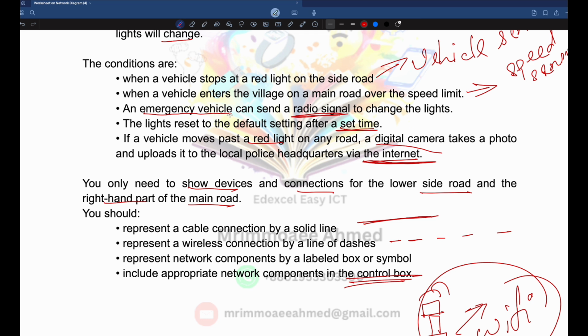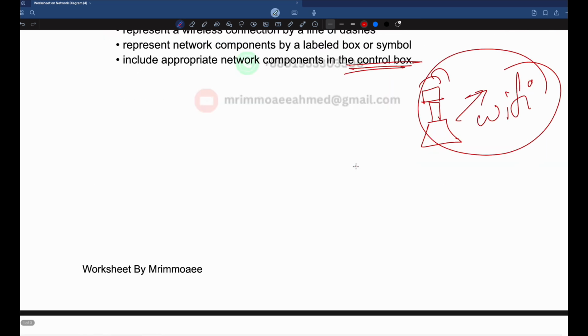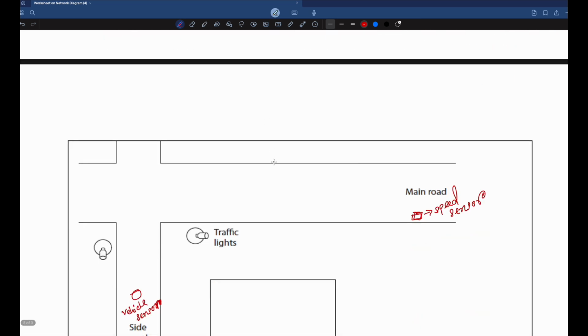the emergency vehicle sends a radio signal to change the light. Okay, suppose I think that this is the vehicle, and this is considered as an emergency vehicle. And they're providing the radio signal, right? Because radio signal is a wave, right? Wireless type of thing. So later I will write it.